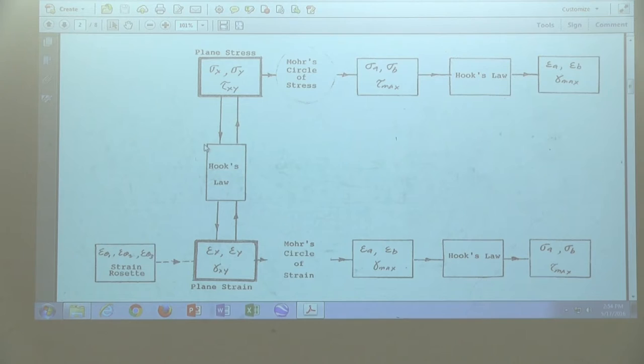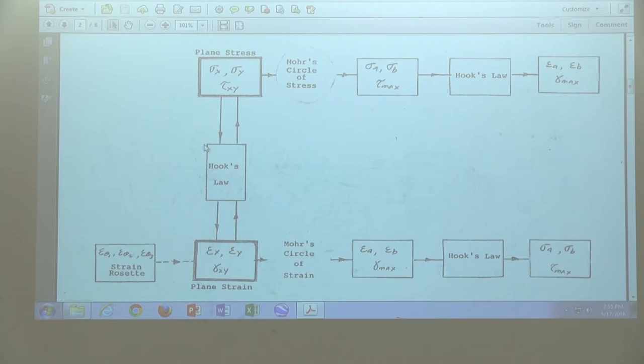So the processes are parallel. As you see, the design process is exactly the same. It needs more circles. It is always through this Hooke's law, which is, I can go back and forth. I have this, I can find this. I have this, that's no problem there. But it's two parallel processes to each other, yes or no?